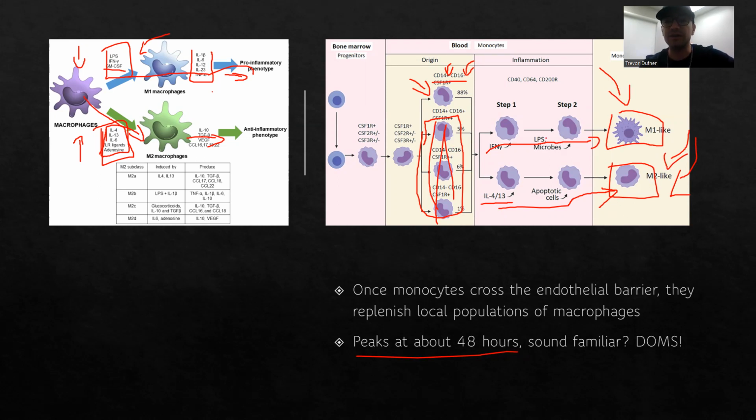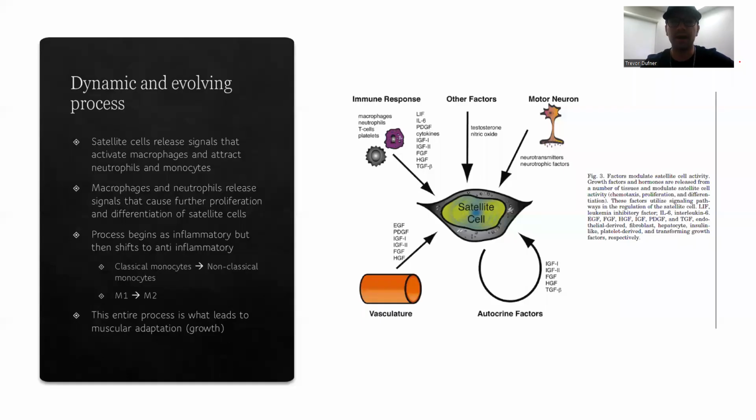So we know that these two processes work in tandem, and we know that they're both important, and we can look at these processes and say, hey, what's going on? What are some weaknesses? What are some things that we can strengthen or augment in order to change this repair cascade going forward? And so essentially what I wanted to show you with this is that this is a very dynamic process. The satellite cells release signals that activate macrophages and attract neutrophils and monocytes. So we have satellite cells and macrophages that are already in the tissue that sense the damage and release signals that recruit neutrophils and monocytes.